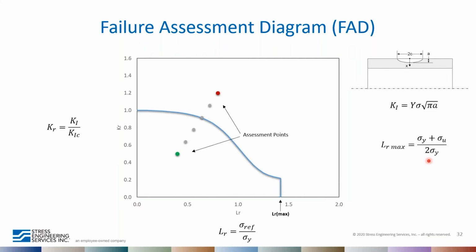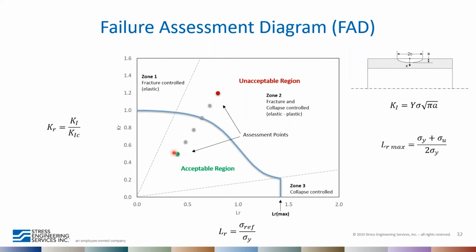So when doing an assessment, we determine K1 and KR, and then we determine the reference stress and the LR, and that gives us an assessment point, which we can then plot against the FAD. And a point that falls within the boundary of the FAD is considered acceptable, whereas one outside that boundary is not acceptable. So there we predict a failure.